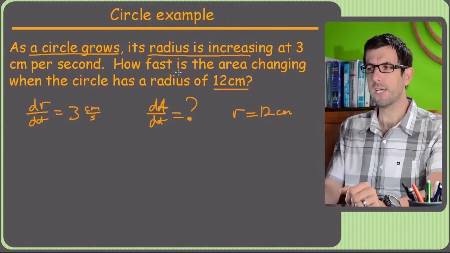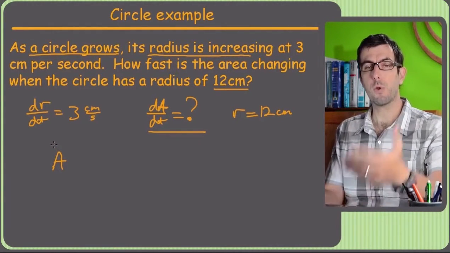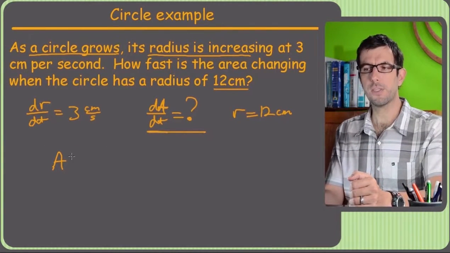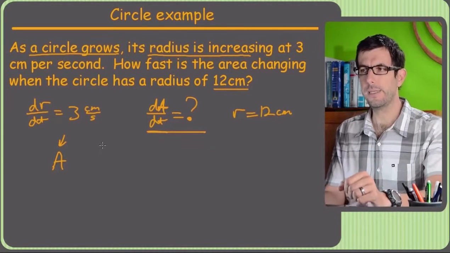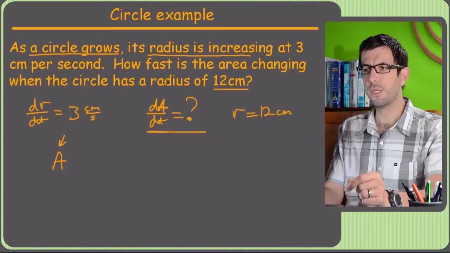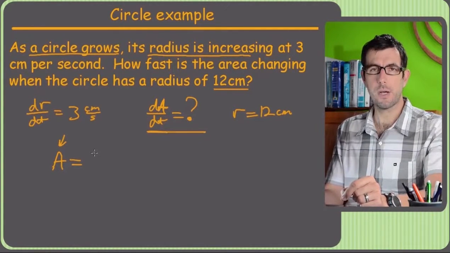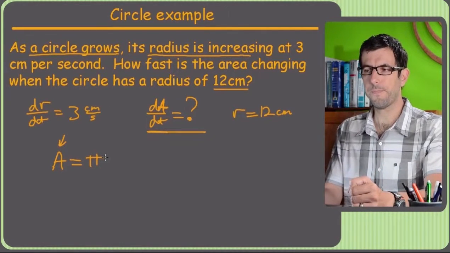So what we're going to do is they've asked for dA/dt, which means I need an equation with an A in it. Because remember, we're picking a formula that we're going to take the derivative of. So if you want a dA/dt to solve for, you better start out with an A that you can take the derivative of to get a dA/dt. They want to know how fast the area is changing when the circle has a radius of 12. So area is a great place to start. They're asking for rate of change of area, so I'm just going to do the area of a circle, which is pi r squared.